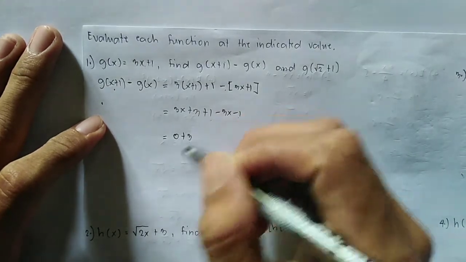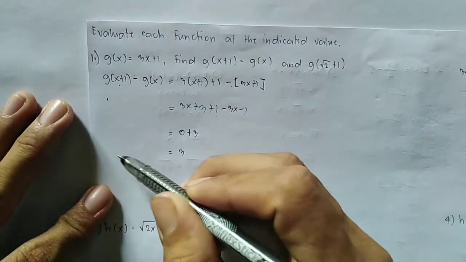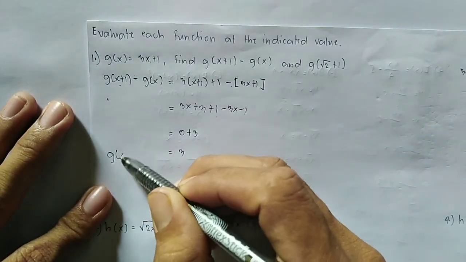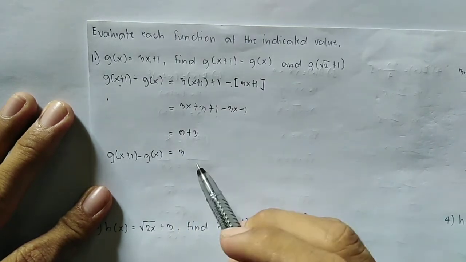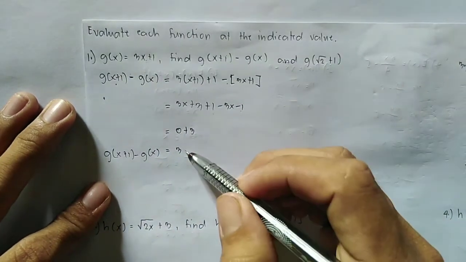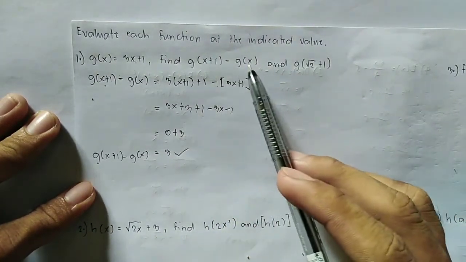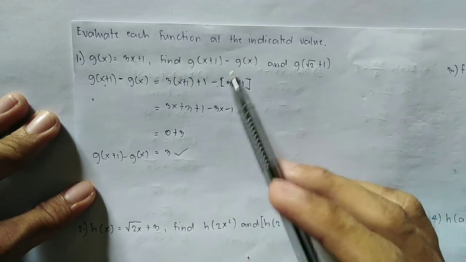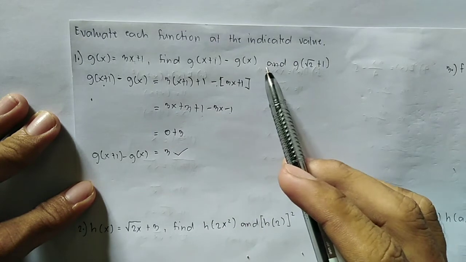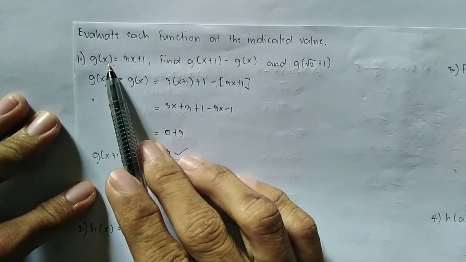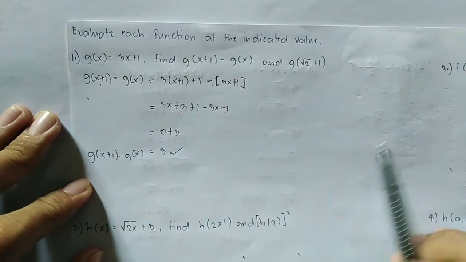So positive 3. So the value of the function defined by g of x plus 1 minus g of x is equal to 3. So this is now the answer. This is how we are going to evaluate using the indicated value here. So the value is 3 using the indicated value from the original function, which is defined by g of x equals 3x plus 1.